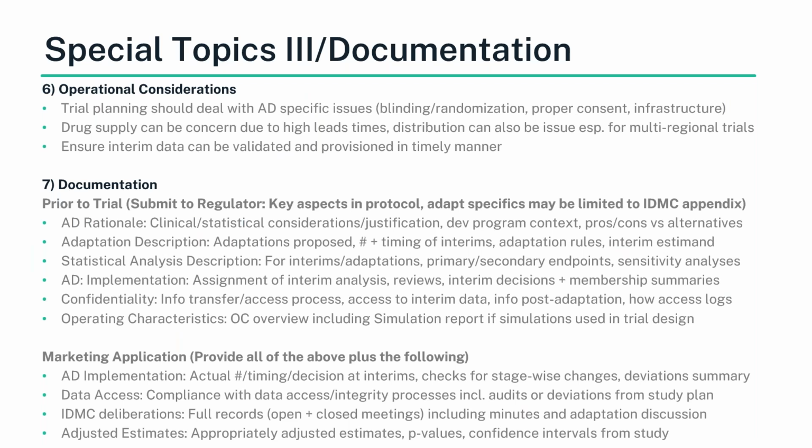How did things actually happen? When did the interim analysis happen? What decisions were made? Did you check if there were any changes that seemed to occur after the interim analysis? Was there a deviation summary? Data access, make sure that there was compliance with the data access requirements. Who had access to data? Do you have any audits or deviations from the initial plan?